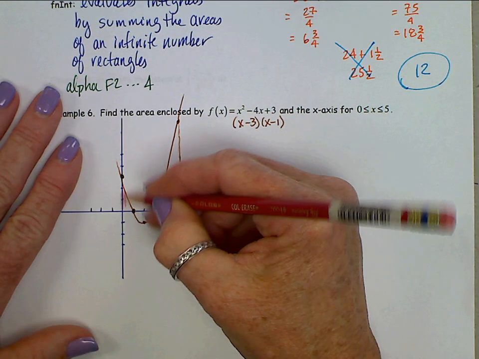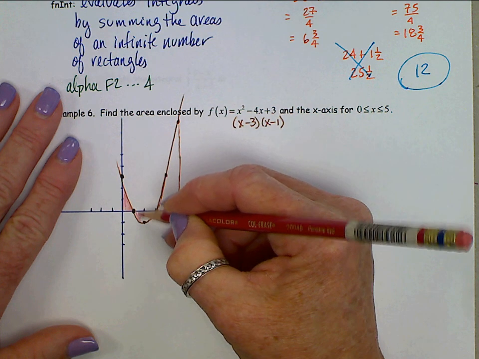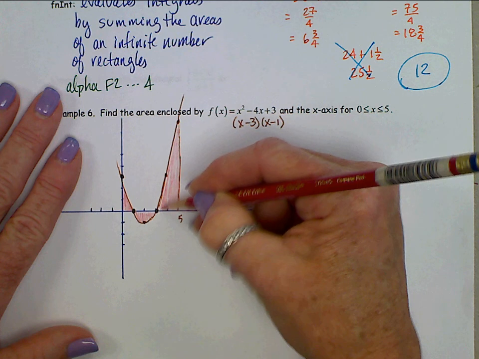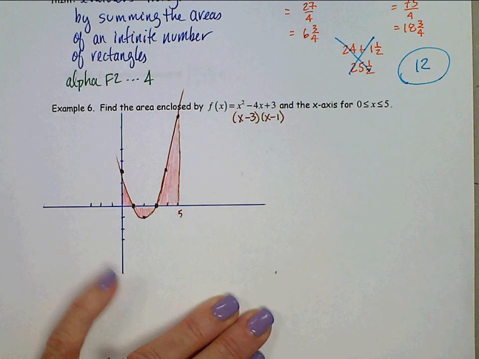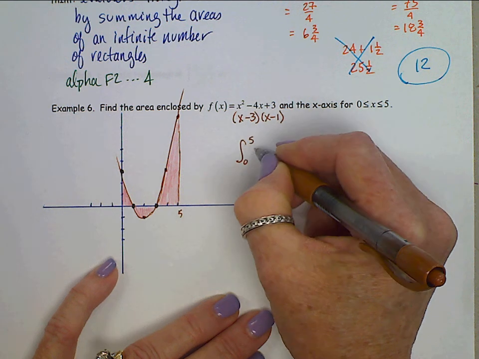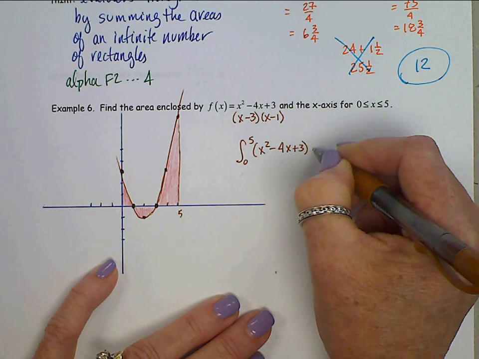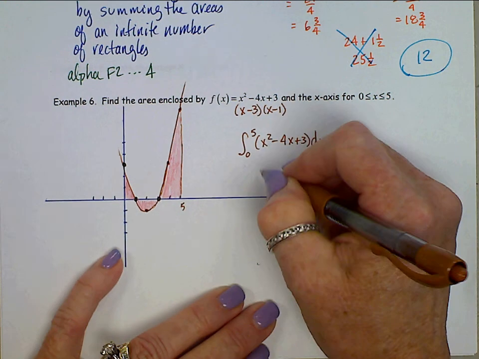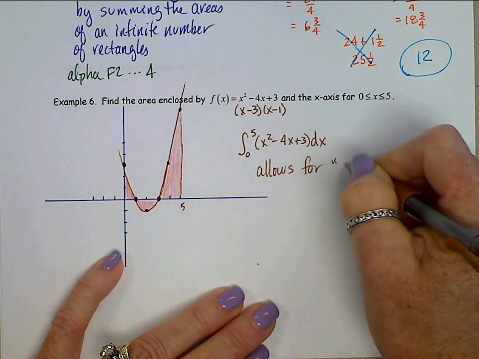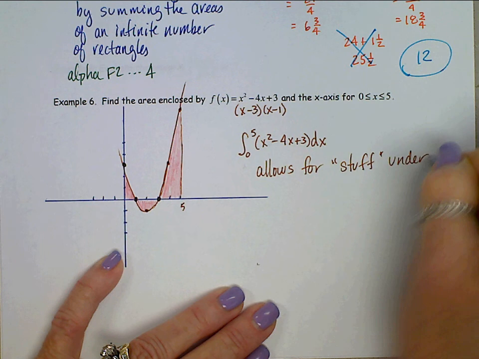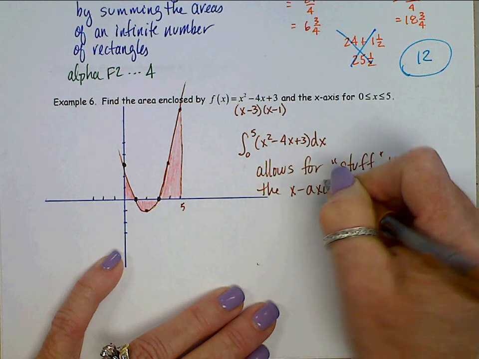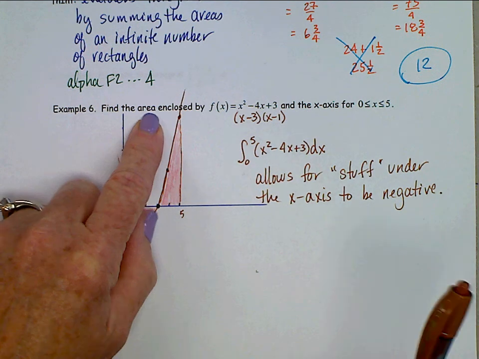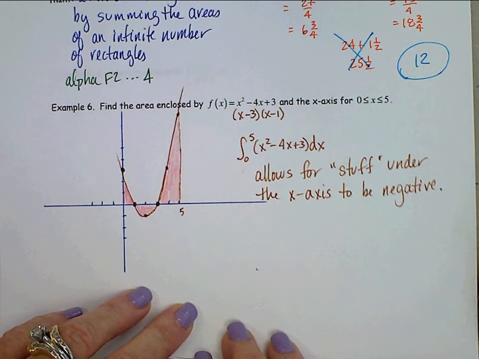So these sections that we want, this one, that one, and this one. If we are to evaluate purely the integral from 0 to 5 of x squared minus 4x plus 3, that will allow for area underneath the x-axis to be negative. But since we want the total area enclosed by this function, we want all those sections to be positive.